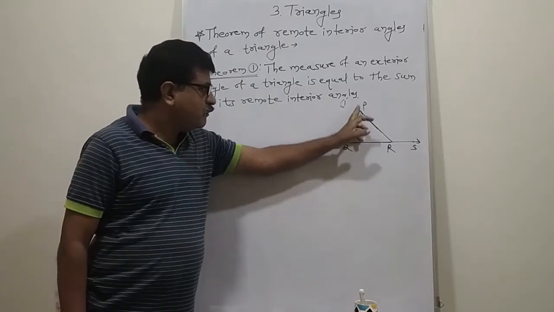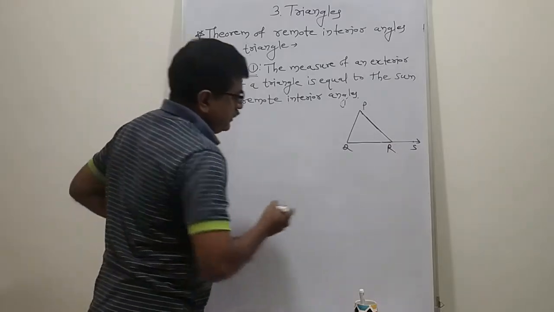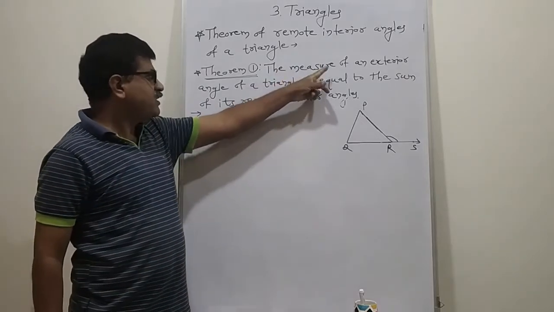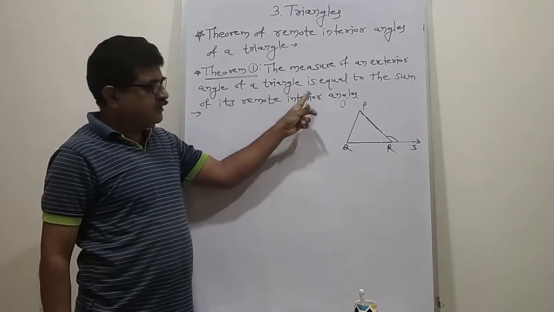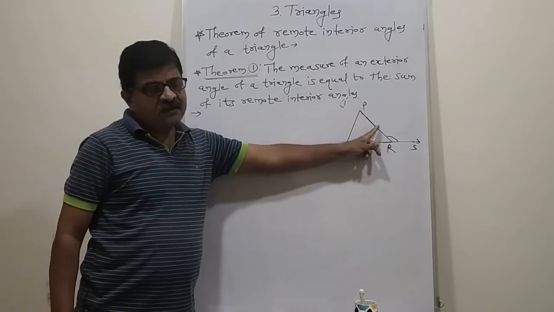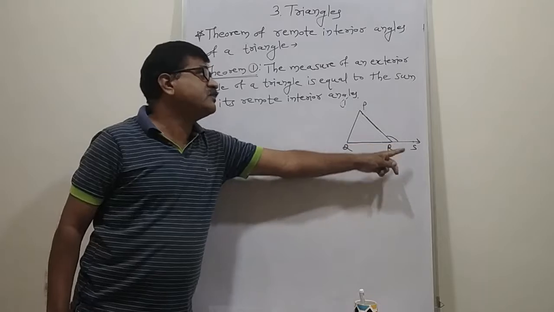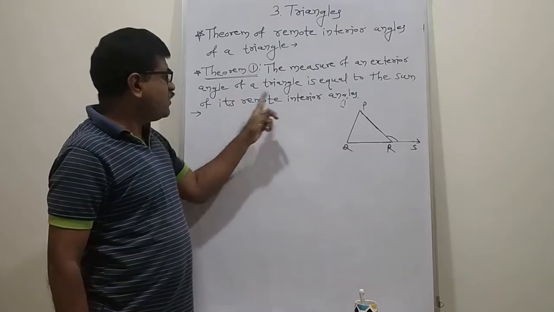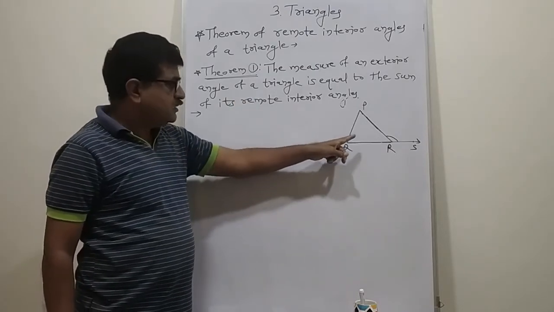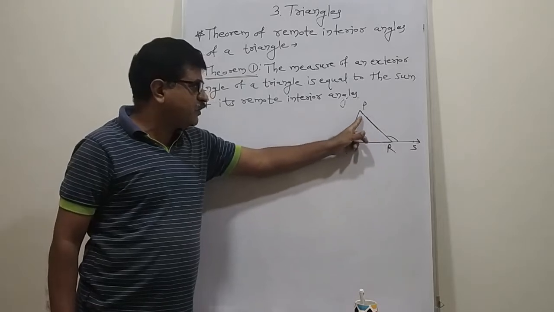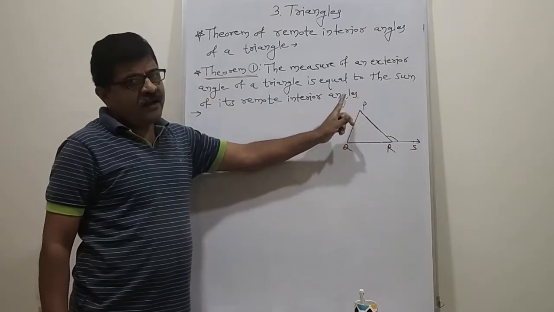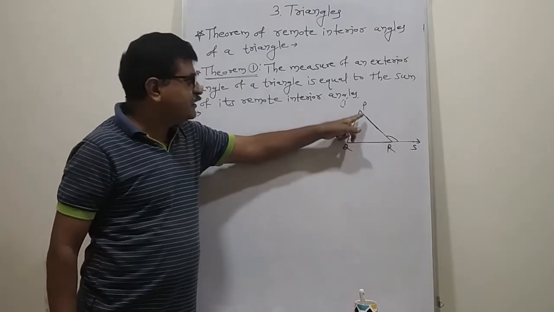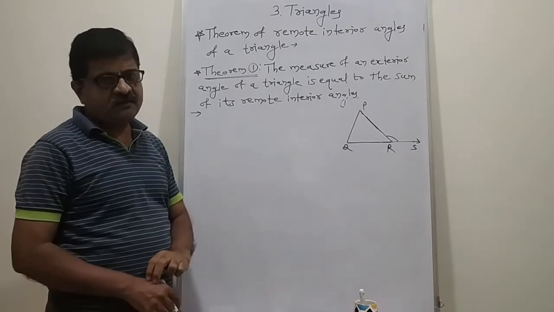Now here angle PRS is an exterior angle of this triangle PQR. Here write the measure of an exterior angle of a triangle. Suppose this is a triangle PQR, this is an exterior angle PRS. This angle is equal to the sum of its remote interior angles, which are angle P and angle Q. Therefore, we have to prove this angle is equal to the sum of these two angles.